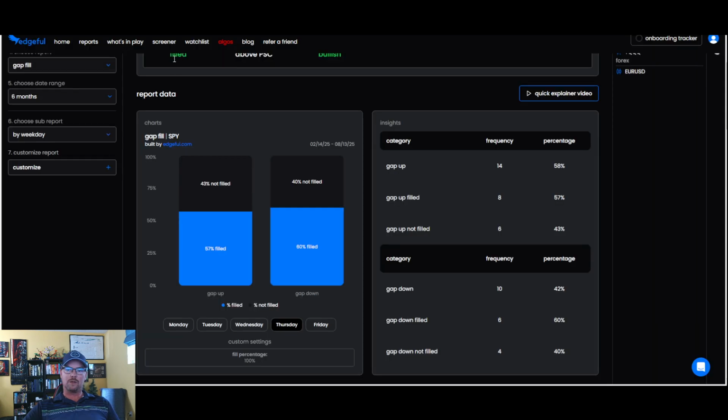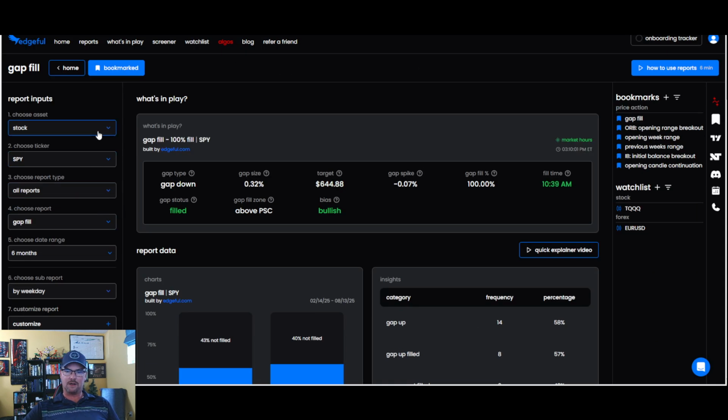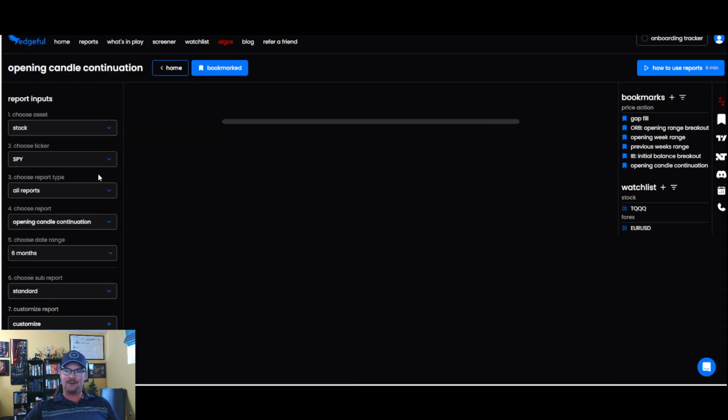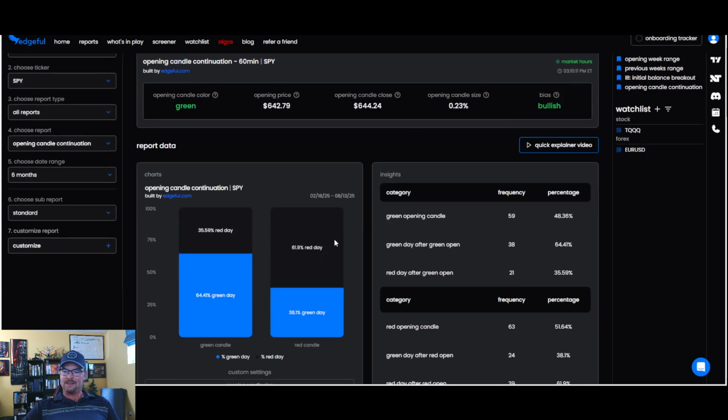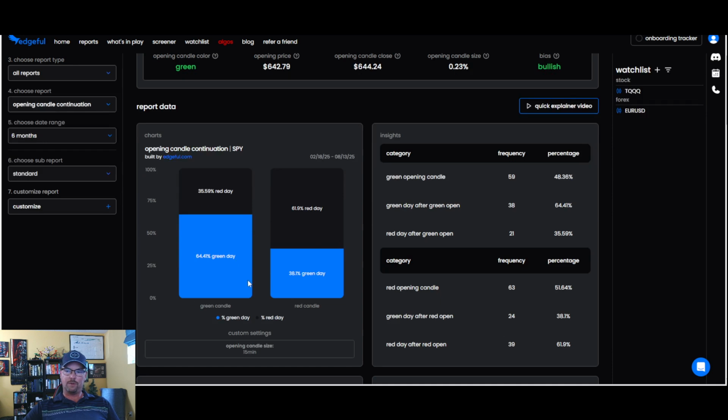Another way we could do this, we could go into other reports on Edgeful and see, let's go opening candle continuation. So what we see here is that if the opening candle, and it's set to 15 minutes, if the price moves above the opening candle, we have a 64% green day. Or if that opening candle is green, then the day is green 64% of the time.